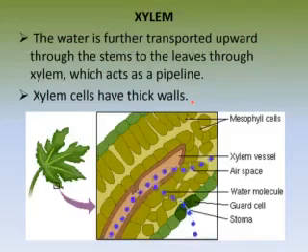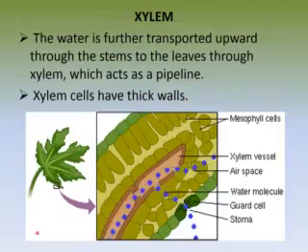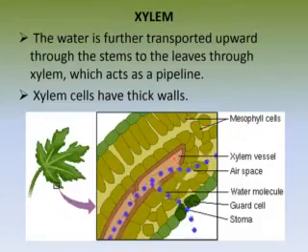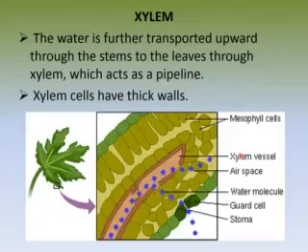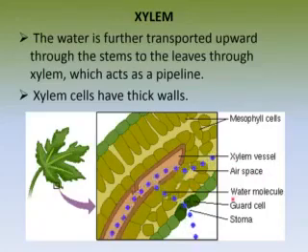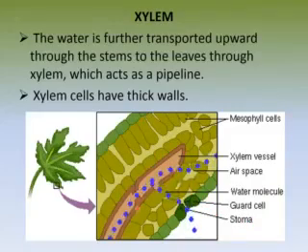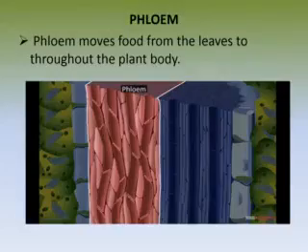You can see in the figure there are mesophyll cells, the xylem vessel, air spaces, the water molecules, the guard cells, and the stoma. You can see the water which is released through the stoma coming out, and the transportation of water is done by the xylem. You can see this animation, through which you can easily understand how the process of transportation is done through xylem. You can see the water molecules moving. One is coming out of the stoma and the rest of the water is supplied further to the next part of the plant.